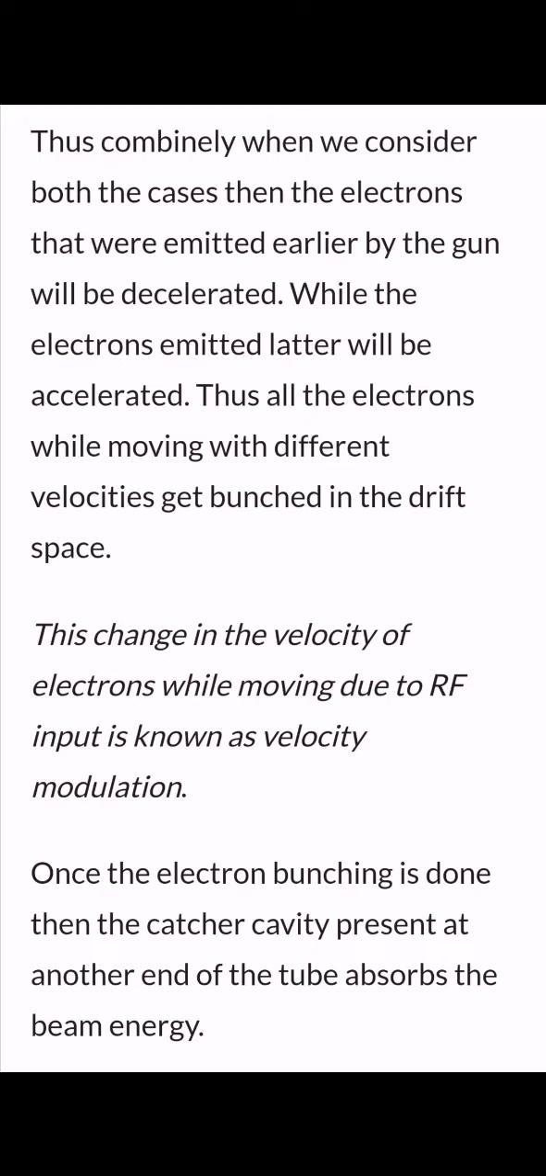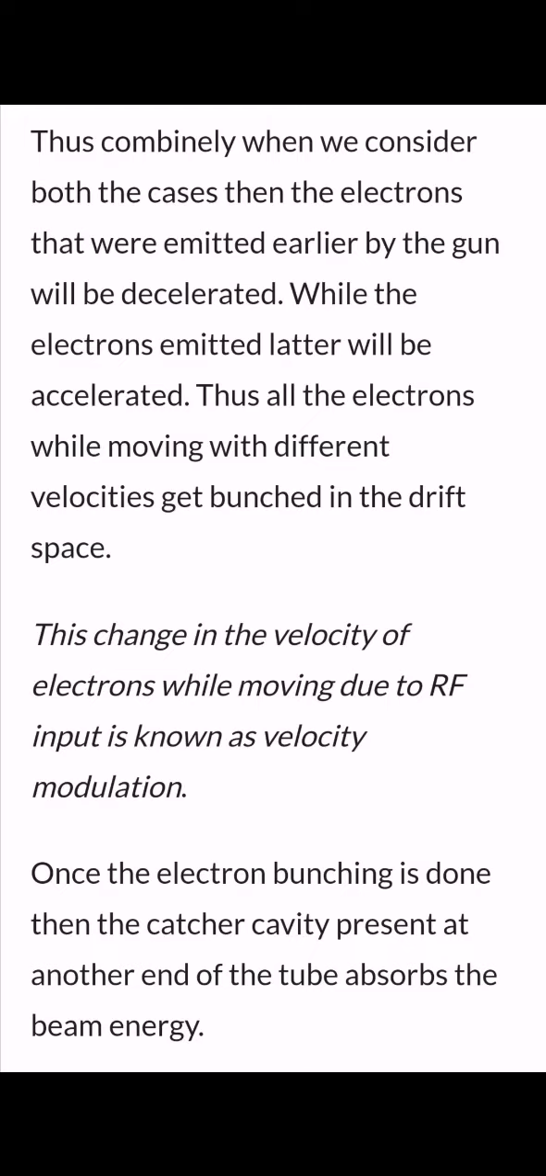Thus, when we consider both the cases combined, the electrons that were emitted earlier by the gun will be decelerated, while the electrons emitted later will be accelerated. Thus, all the electrons, while moving with different velocities, get bunched in a drift space. This change in the velocity of electrons while moving due to RF input is known as velocity modulation, which we have already discussed.